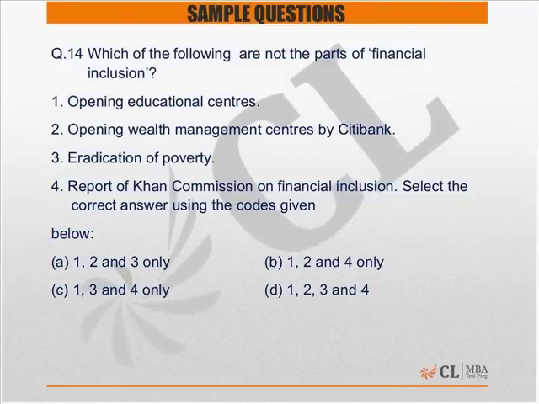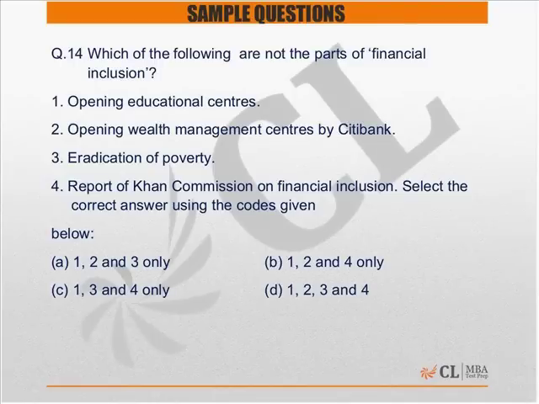Question is, which of the following are not the parts of financial inclusion? Opening educational centers, opening wealth management centers by Citibank, eradication of poverty, or 4, report of Khan Commission on Financial Inclusion. These are 4 options. You have to select your options using the code given. Such type of questions are also asked in IRMA second stage examination. They have mentioned in their sample questions that multiple type of questions with multiple correct options would be there.